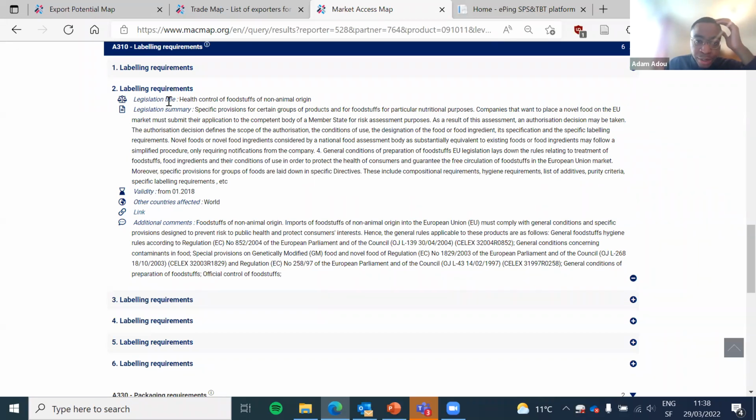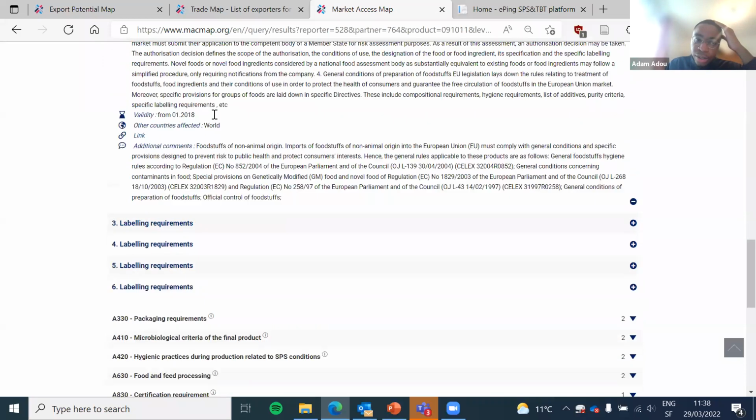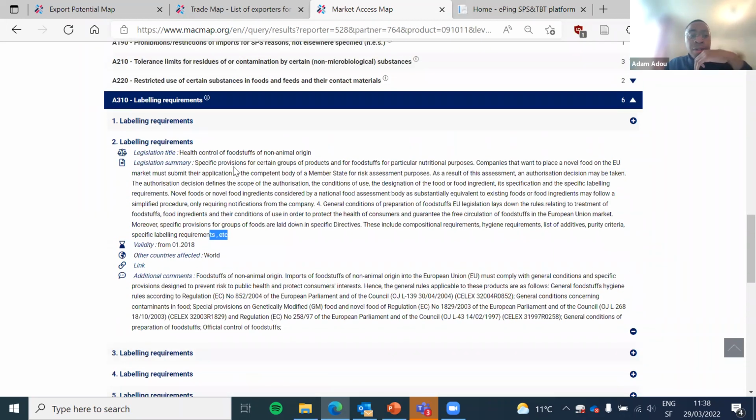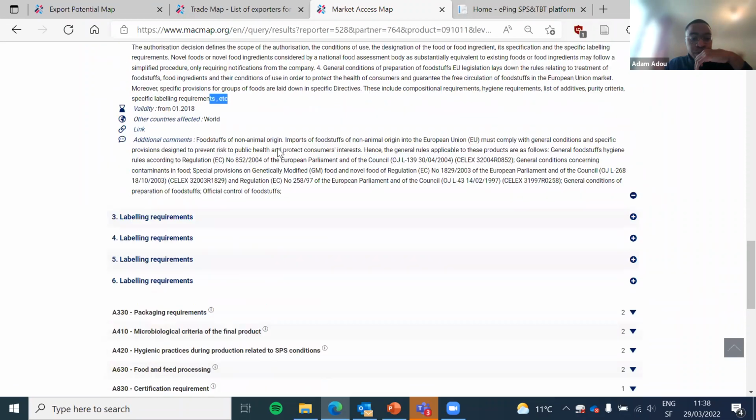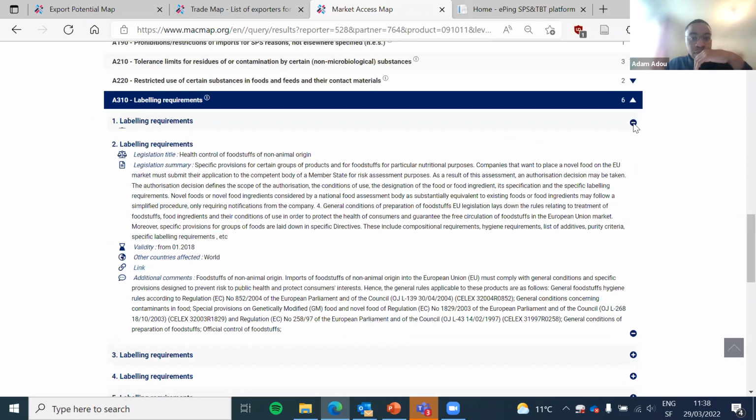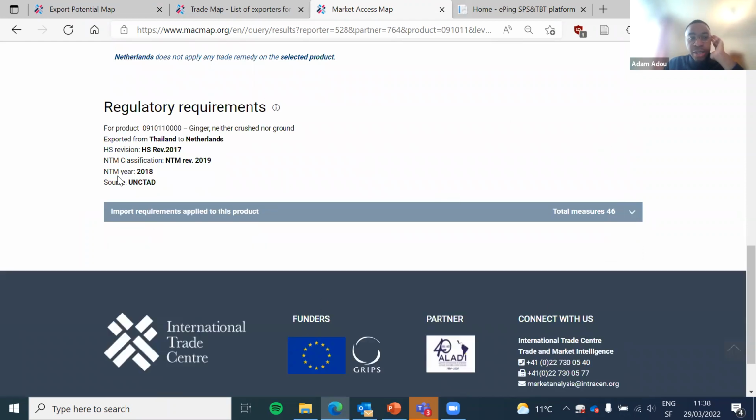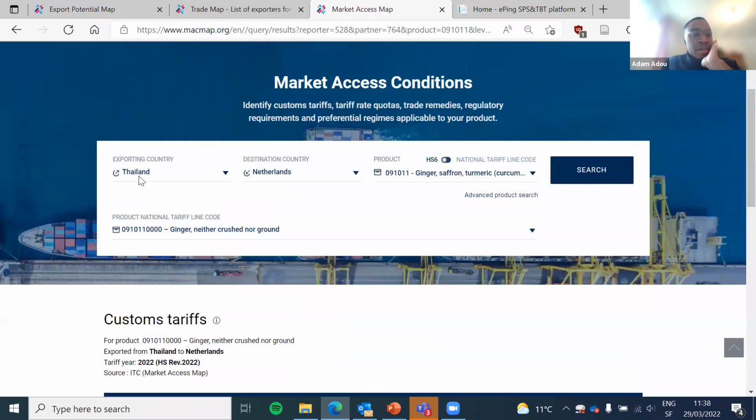Here are labeling requirements. So it can be, for instance, that when you export your product, the name of the product might have to be written in English or in the language of the Netherlands. There might be other requirements. You might have the composition of the product written on the label, etc. So this is the first thing you can see using this basic search.